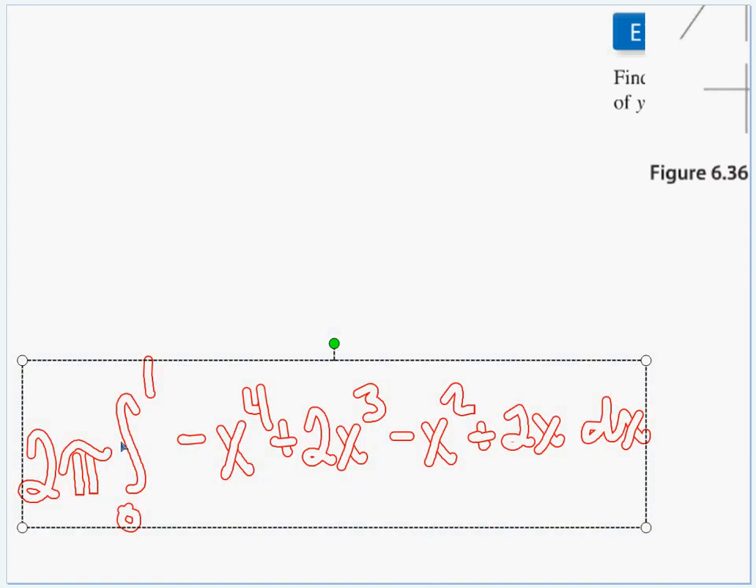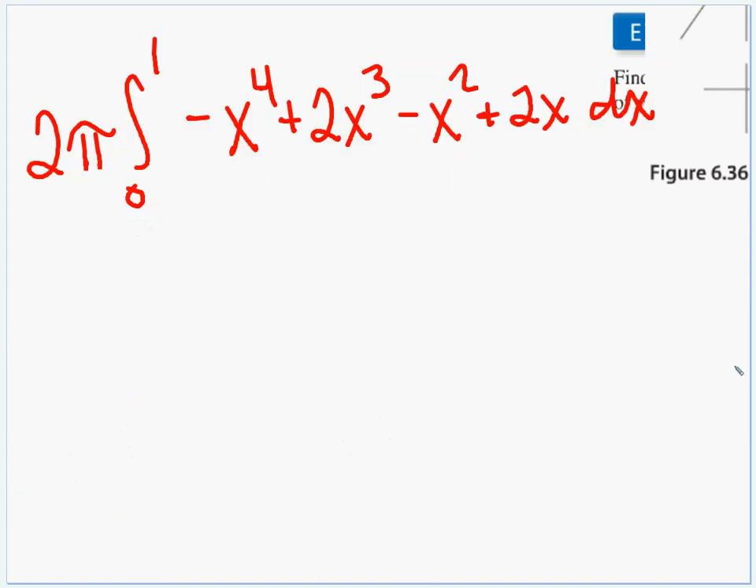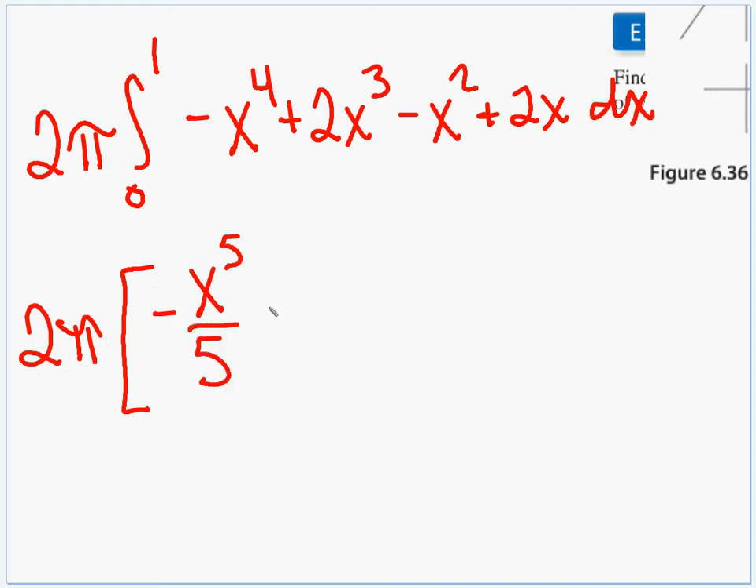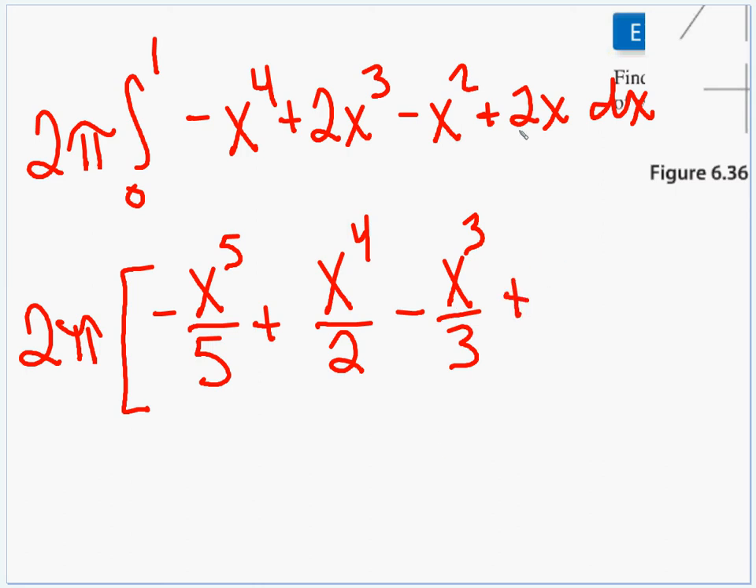All right, that's a big juicy polynomial to anti-derive, but it's just going to be a nice simple power rule. We got a 2 pi, and let's put a bracket there. That's going to be negative x to the 5th over 5, plus 2x to the 4th over 4, and the 2/4 will reduce down to a half, so that's x to the 4th over 2, minus, raise the power by 1, divide by the new power, x cubed over 3. And then our last 2x to the 1st will become 2x squared over 2, or just x squared. Evaluate from 0 to 1. Ooh, I love 0 to 1.